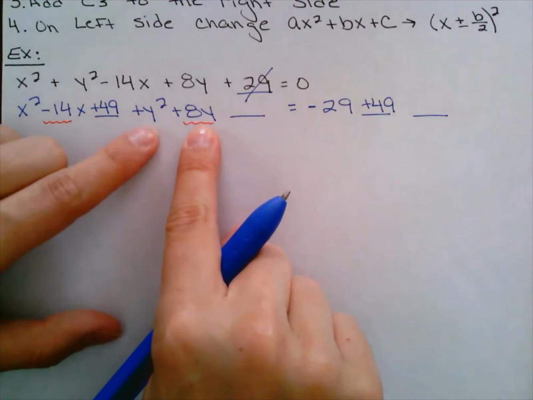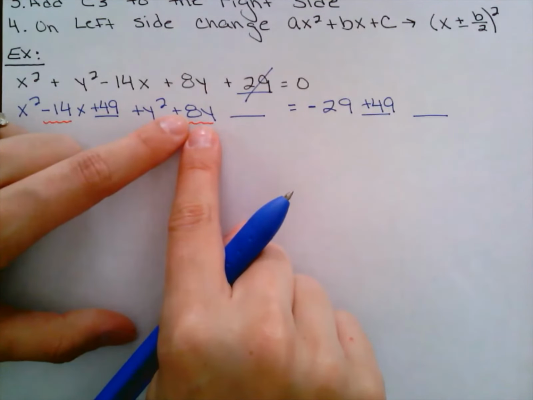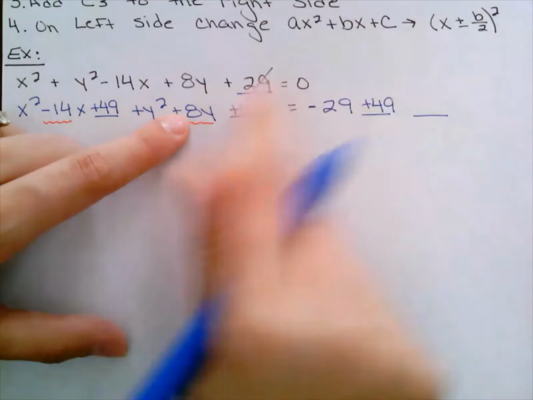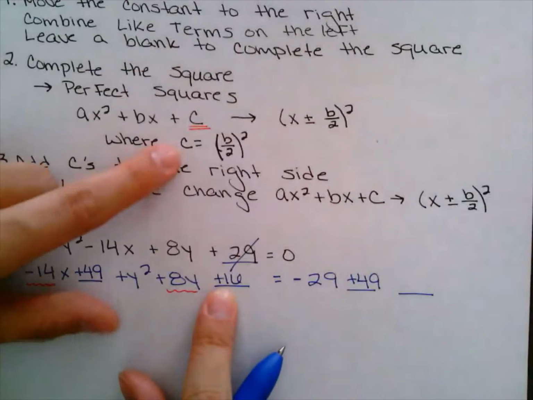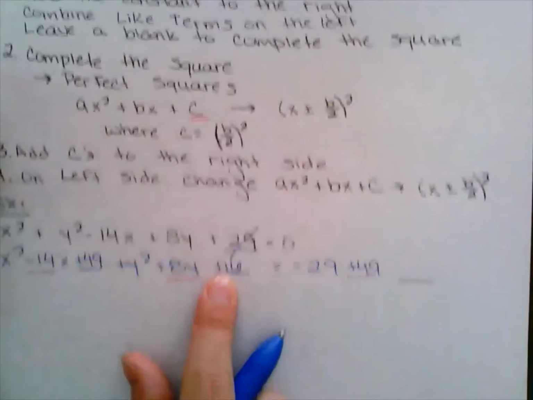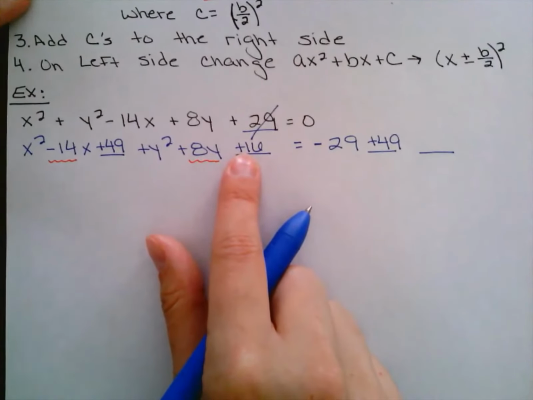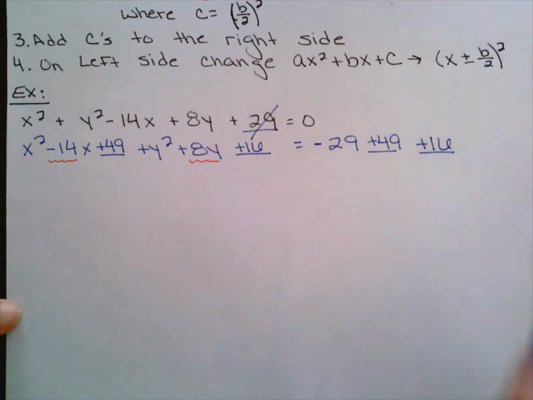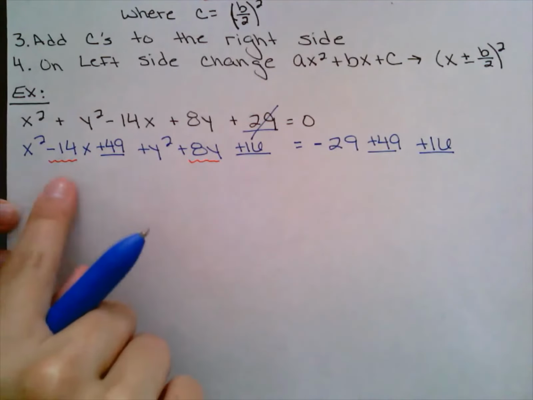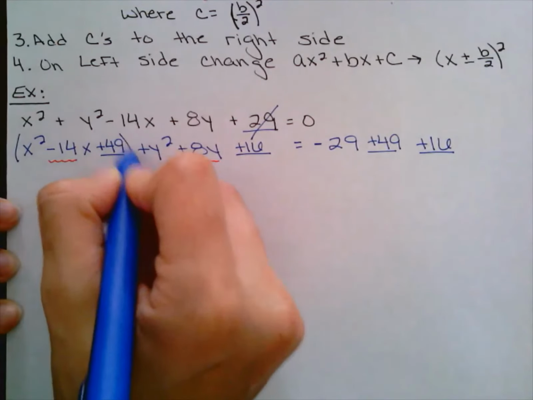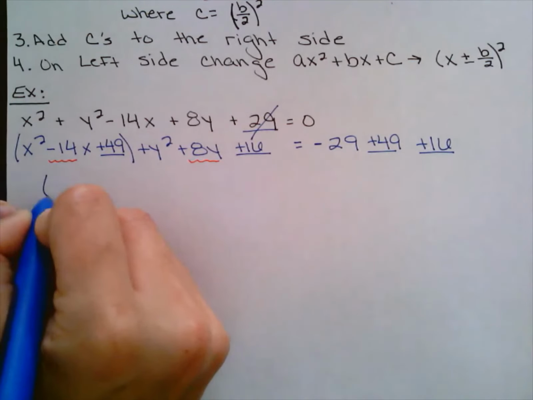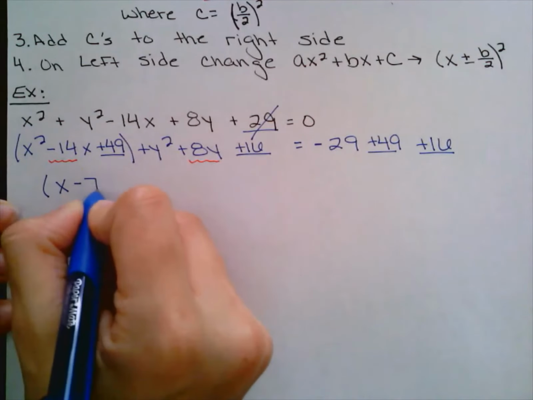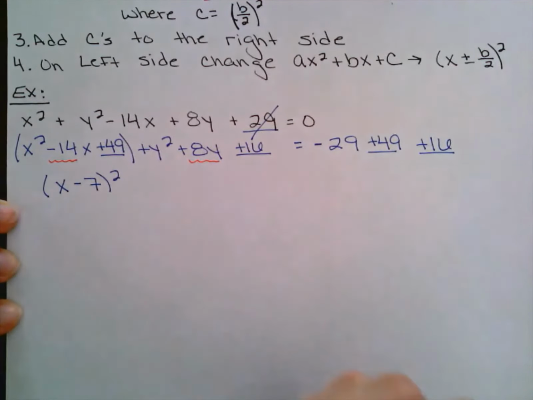Now for the y's. Half of 8 is 4, and 4 squared is 16. Again, to find that c, I'm doing half of the b squared, okay? Now, if I added this 16 to the left, I also have to add it to the right side, okay? Now, I'm going to be able to write this perfect square as a binomial of x, half of b, which would be minus 7, squared.